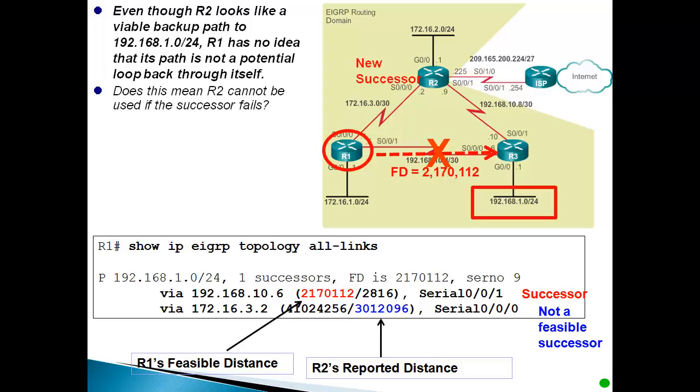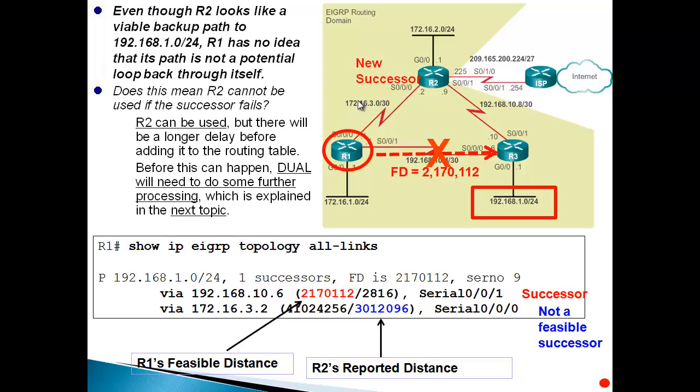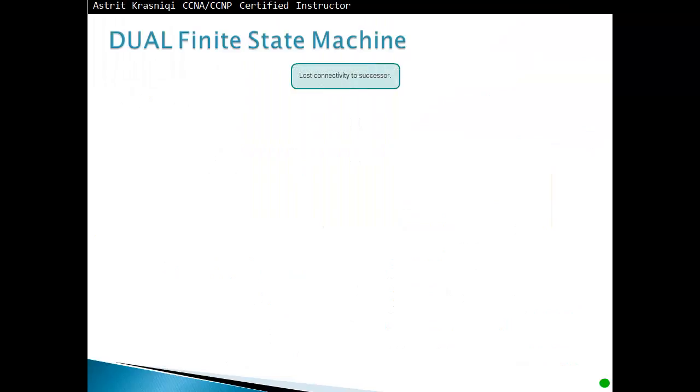Does this mean that R2 cannot be used as a successor if the successor fails? No, it doesn't mean that. R2 can be used, but there will be a longer delay before adding it to the routing table, because we run DUAL again to find a new successor. So if we lose the successor, we'll still use the new successor, but it's just how we run through the algorithm again. Before this can happen, DUAL will need some further processing, which is explained in the next topic.